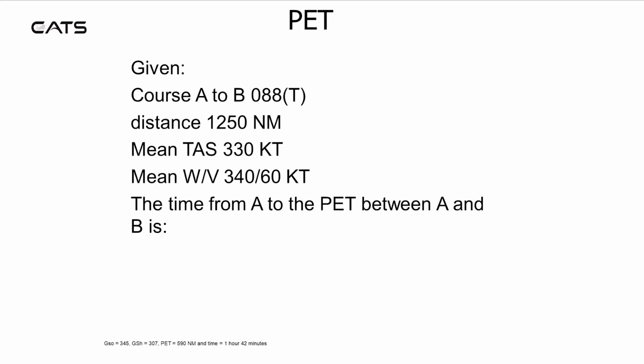Well, using a CRP5, calculate the ground speeds. The ground speed out is approximately 345 and the ground speed home is approximately 307. Using the formula D multiplied by H over O plus H, D is 1250, ground speed home is 307, divided by O plus H, that's 345 plus 307, gives a point of equal time of 590 nautical miles. Divide this by the ground speed out of 345 to get a time of 1 hour 42 minutes.